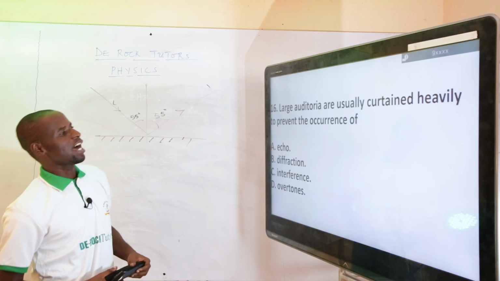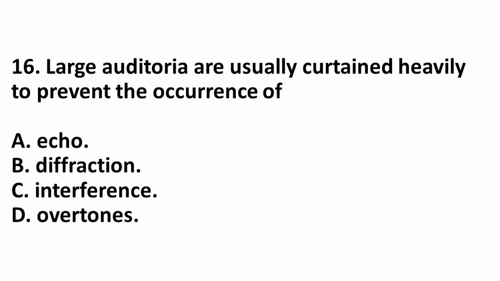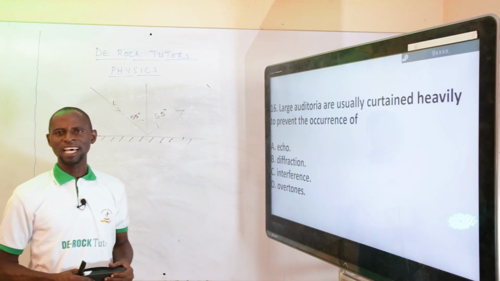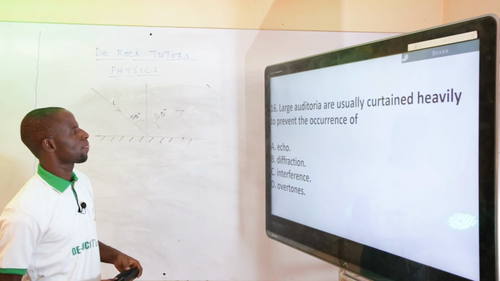Large auditoria are usually curtained heavily to prevent the occurrence of: A, echo; B, diffraction; C, interference; D, overtone. The correct option is echo, to prevent echo, the reflection of sound waves.